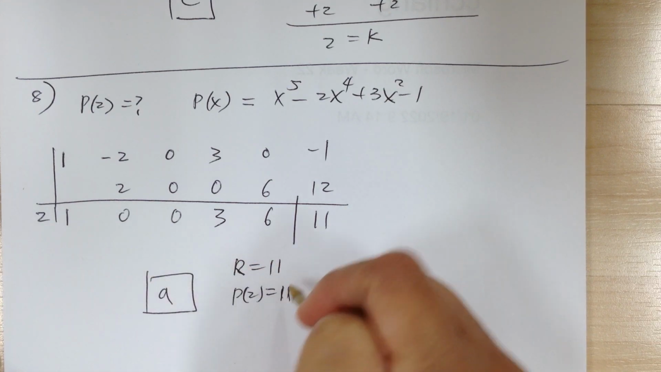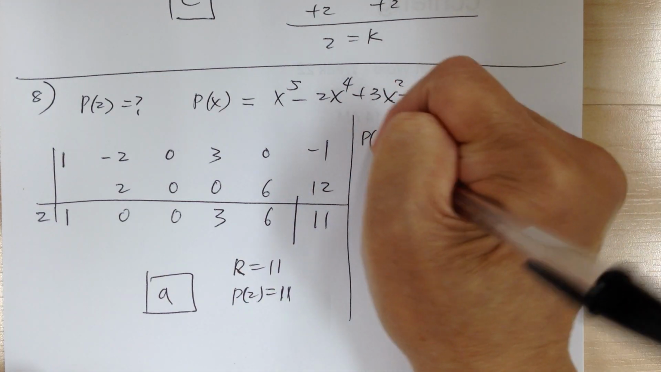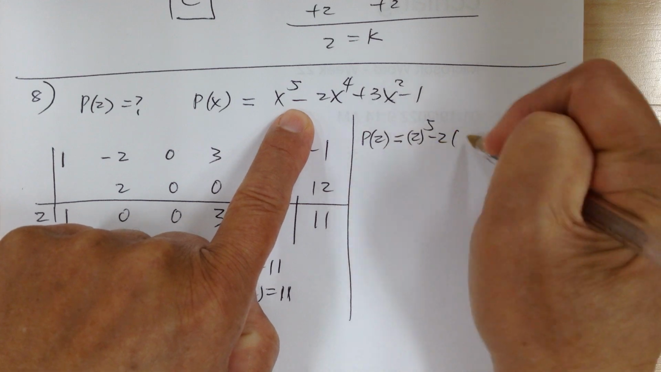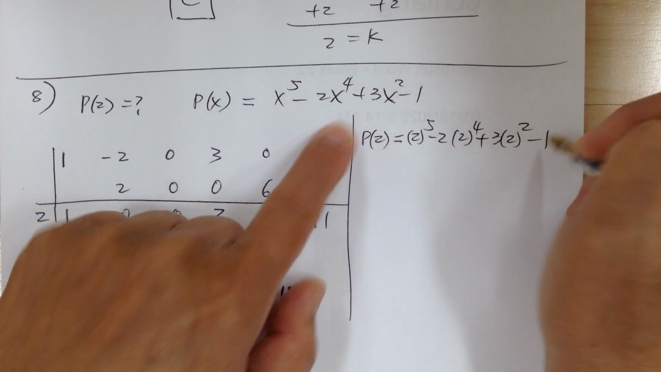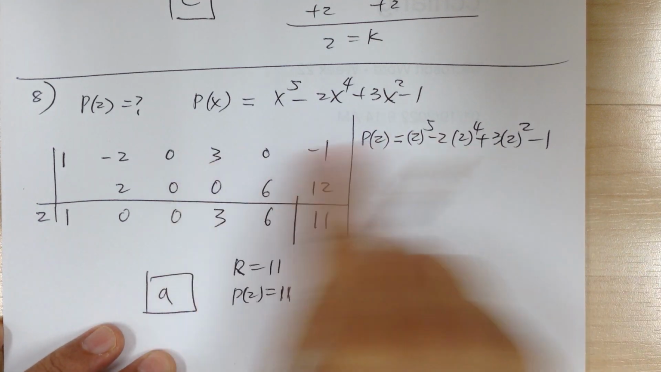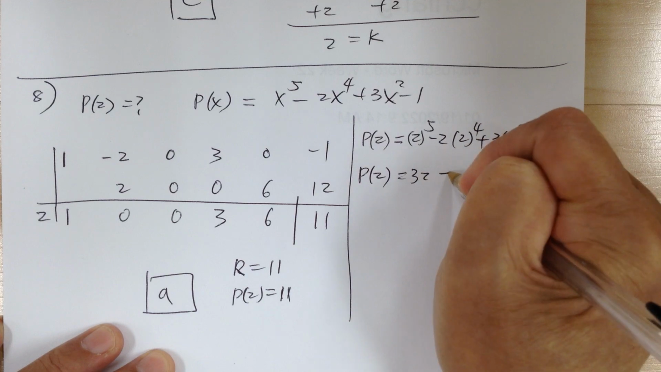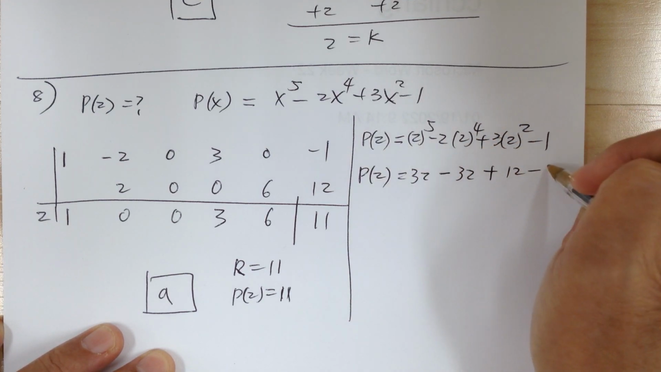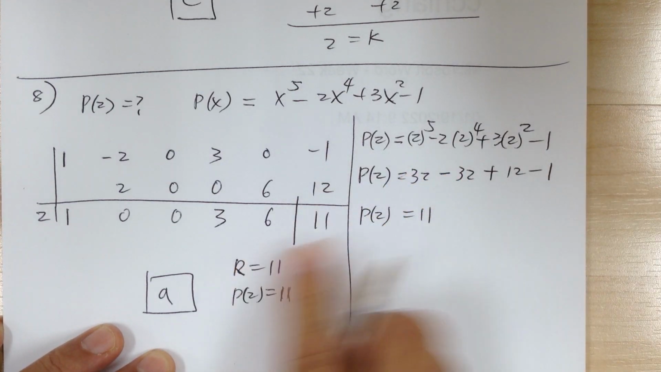Now if you do it by substitution, p of 2 will equal 2 to the 5 power minus 2 times 2 to the 4 power plus 3 times 2 to the 2 power minus 1. So you can use two methods. So p of 2 will equal 32 minus 32 plus 12 minus 1. So p of 2 equals 11, right? They should have the same answer.